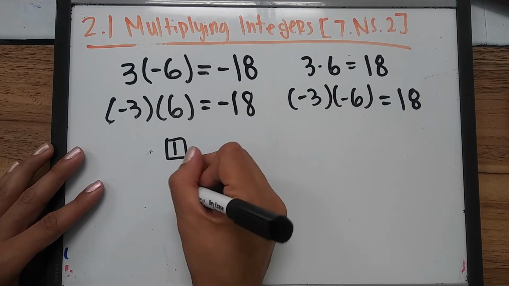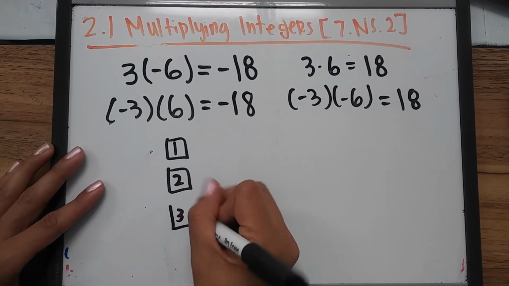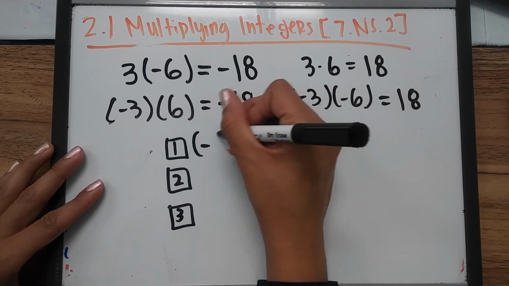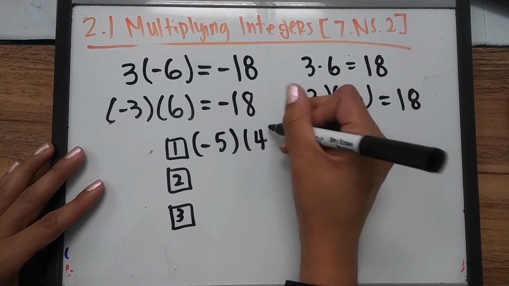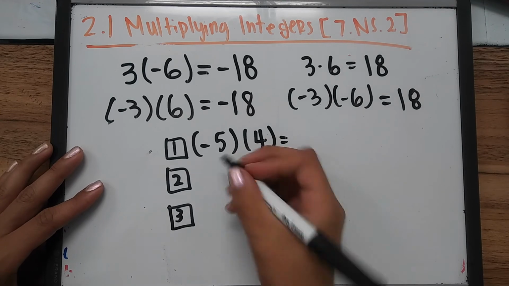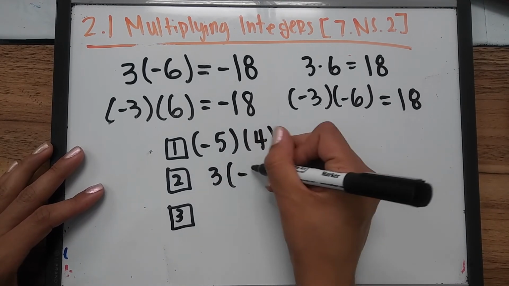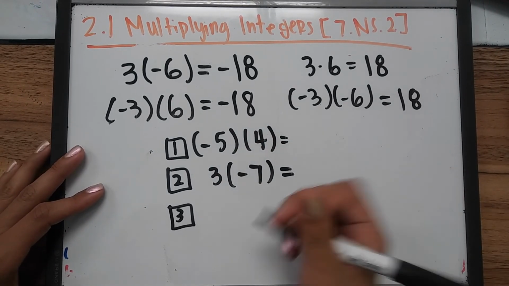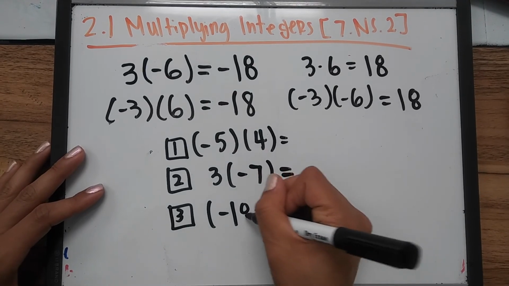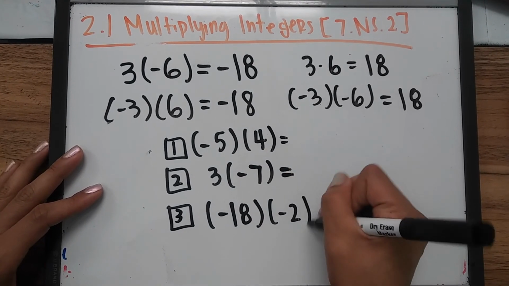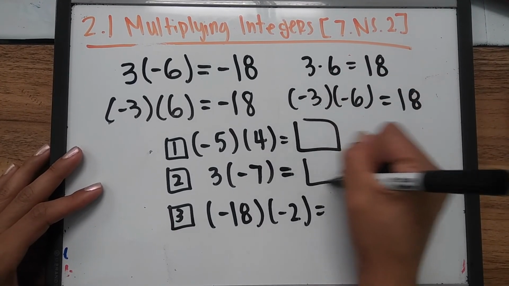So here we go. You get 3 problems for your homework. That's negative 5 times 4, and then 3 times negative 7, and then negative 18 times negative 2. Make sure you box those 3 answers on your whiteboard and show that to me.